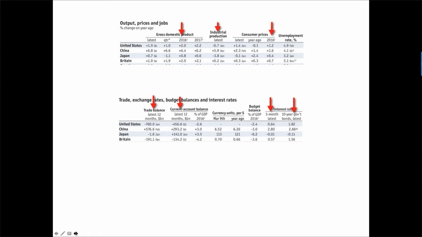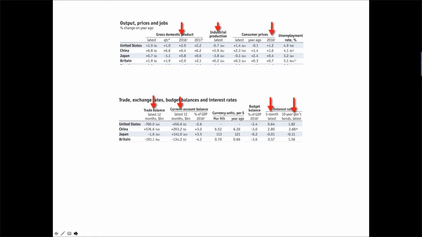Trade balance, minus $760 billion for the US, Britain minus 191. I'm actually going to count this as slightly bearish for the British economy, even though the US has got a much bigger number. I can't show it to you on here, but 760 billion for the size of the US economy is smaller than minus 191 is for the British economy. So I'm going to count this as very slightly bullish for the US dollar and bearish for the British pound. So far, we're pretty much scratched. These fundamental factors are coming up about neutral.